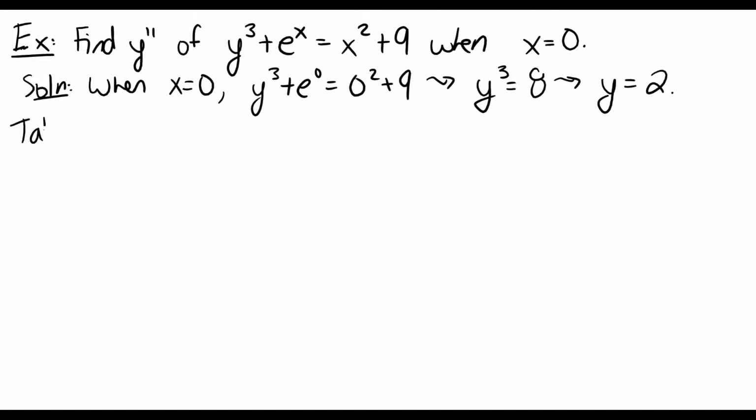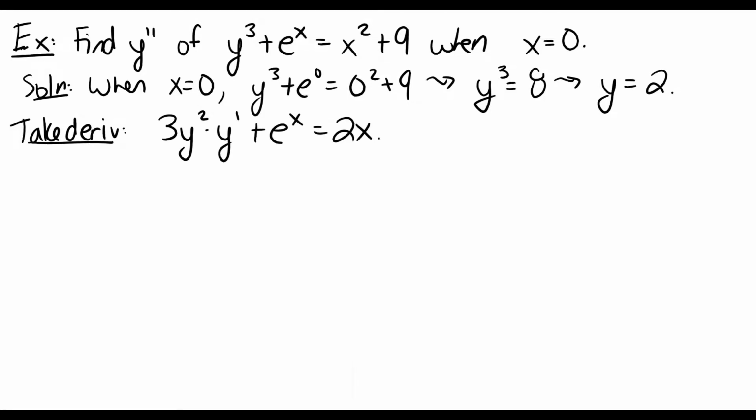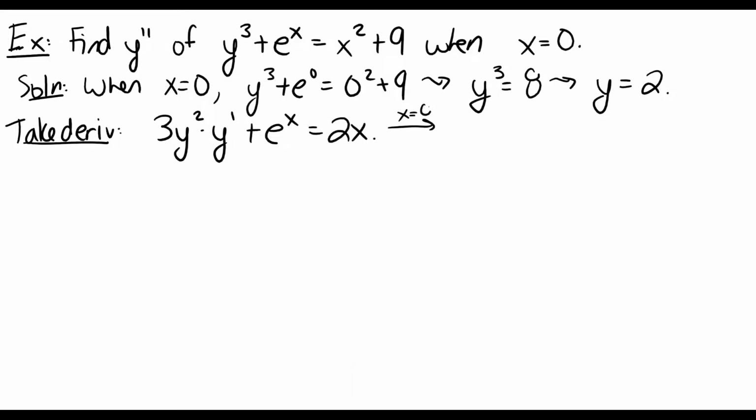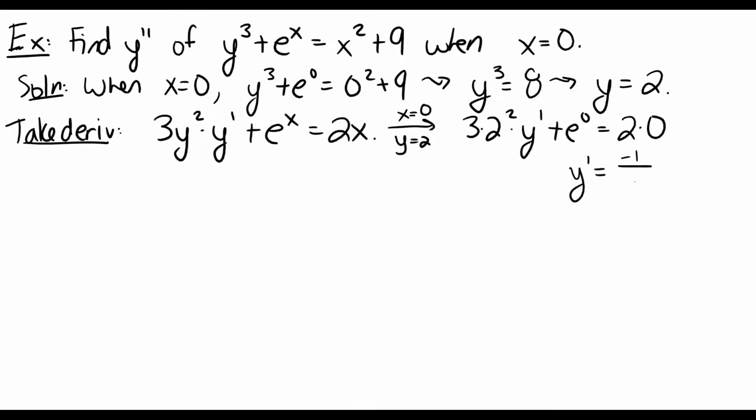Now we use the equation to find y prime by implicit differentiation. We get that 3y squared times y prime plus e to the x equals 2x. Again, we will need the value of y prime at x equals 0, y equals 2, so we will plug them in to find y prime. We get that 3 times 2 squared times y prime plus e to the 0 will equal 0, so solving for y prime, we get that y prime will equal minus 1 over 12. Notice that I could have solved for y prime first, but it's not necessary here.